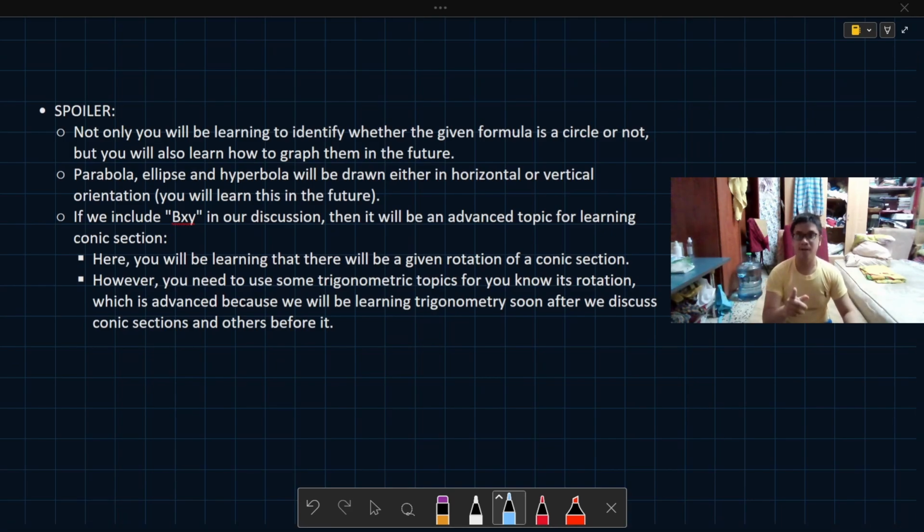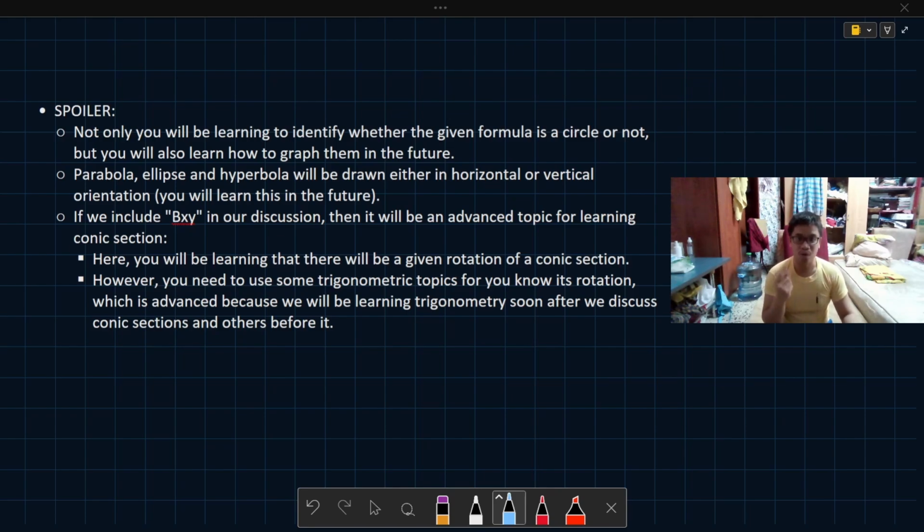First, not only will you learn to identify whether a given formula is a circle or not, but you will also learn how to graph them. The circle, parabola, ellipse, and hyperbola, these four conic sections, you will learn how to draw. To be particular, the parabola, ellipse, and hyperbola will be drawn in either horizontal or vertical orientation, which you will learn in the future. These are the major spoilers about conic sections. But let's go back to the topic.